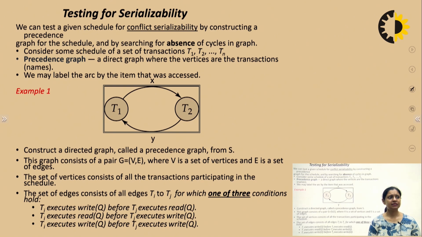Testing for serializability. Whenever we are checking for conflict serializability, we check for three main conditions. We try to make a precedence graph where the edge is from T1 to T2 when a transaction performs read after write, write after read, or write after write. So read after read will not have any effect, and all other instructions would be converted into an edge from Ti to Tj.